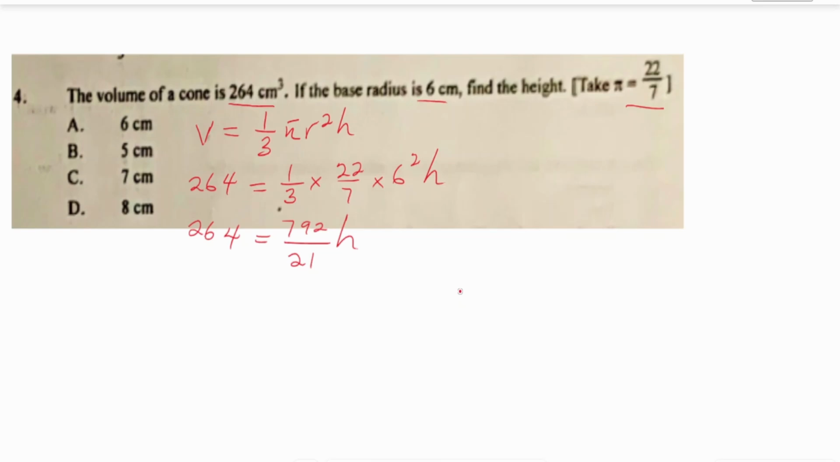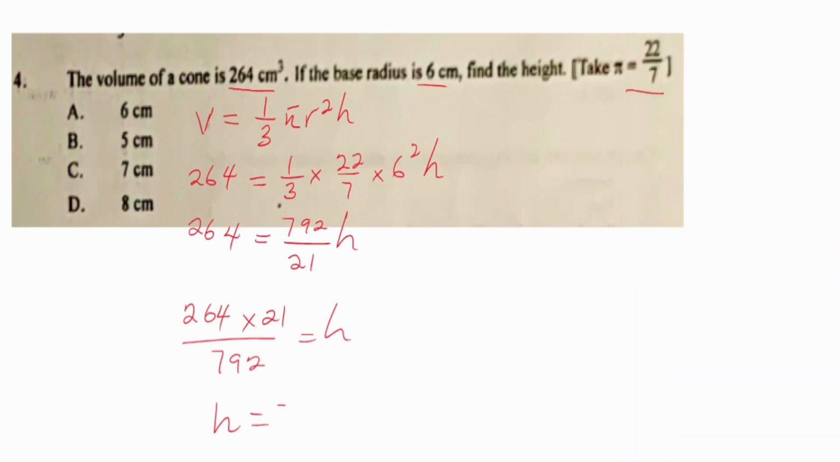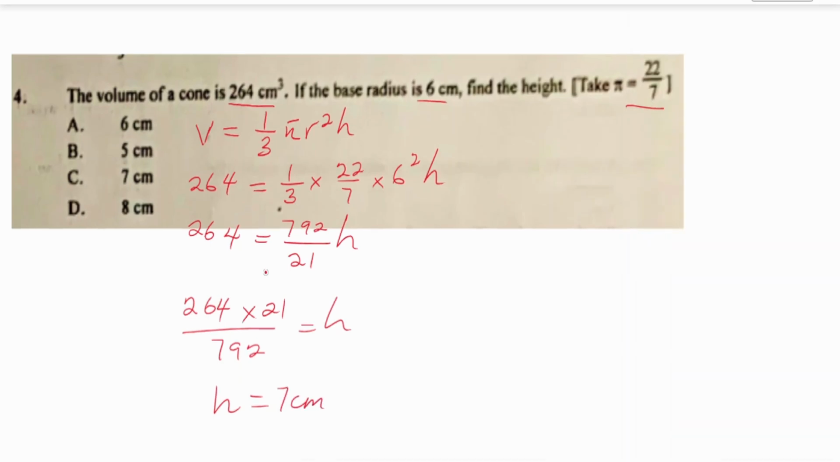So we're going to have 264 times 21 over 792 to be equal to H. Then H will be equal to, let's put that in the calculator. We can start with a fraction. So 264 times 21 over 792, and that equals 7. So the height of this cone is 7 centimeters. Unfortunately, that is option C here.